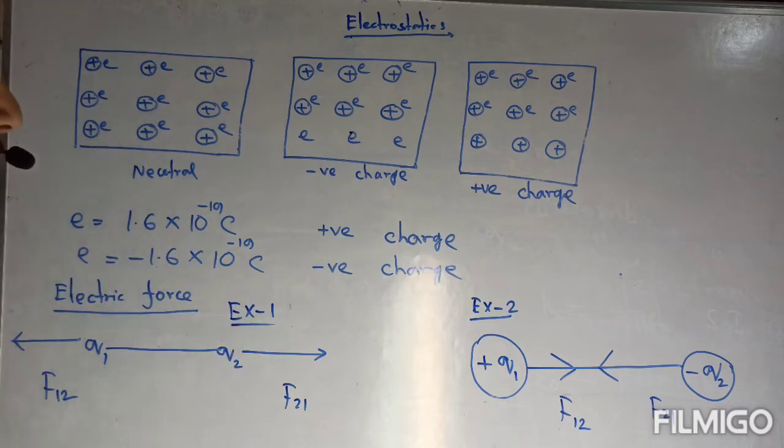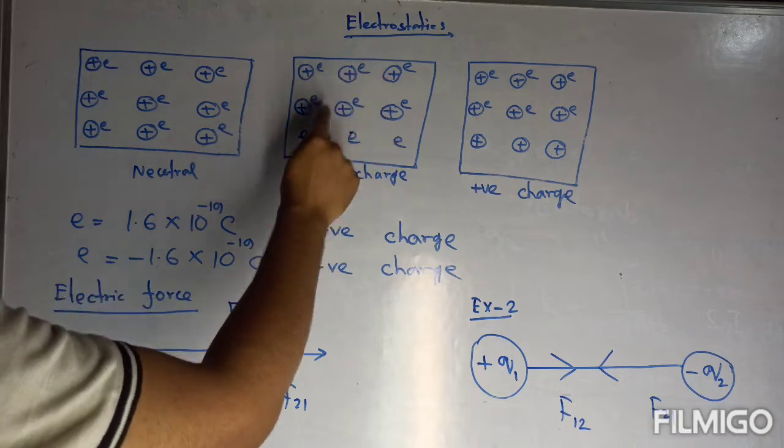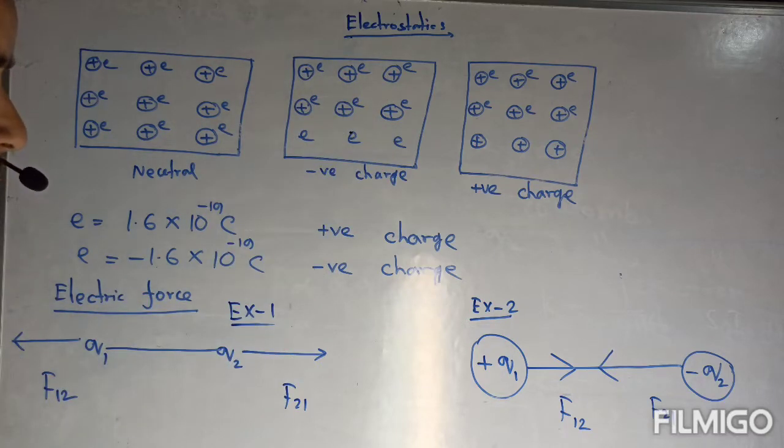And how many protons? 1, 2, 3, 4, 5, 6. There are 6 protons and 9 electrons. So what is the excess charge? The electron is the excess charge. The number of electrons is more than the number of protons. Clear? So when a substance contains more negative charges than protons, more electrons than protons, that substance is called negatively charged.